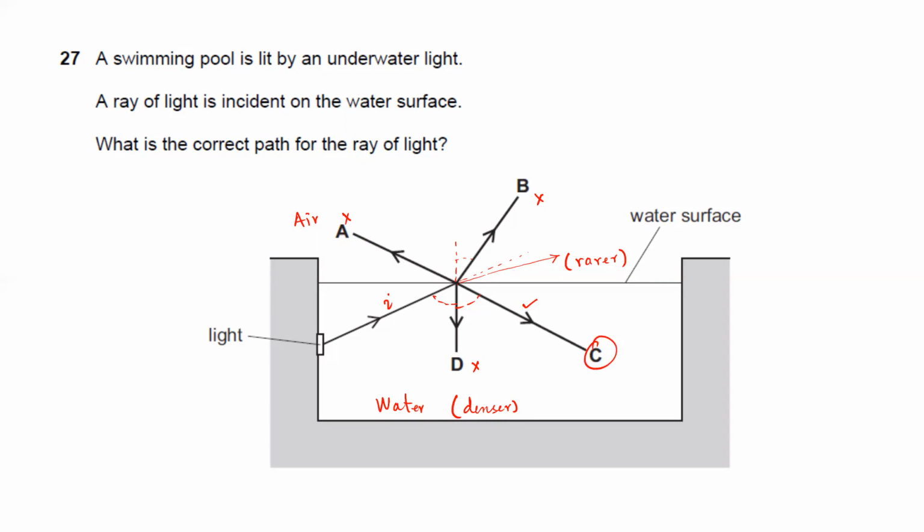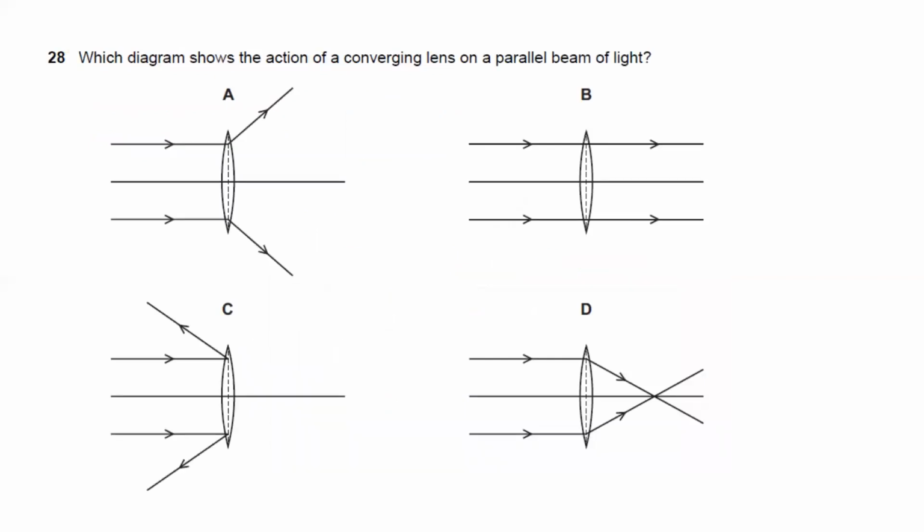Then question number 28, which diagram shows the action of a converging lens on a parallel beam of light? A converging lens basically focuses a parallel beam of light to its focal point on the other side of the lens. So this is diverging the beams, no. This is allowing the beams to pass straight through, no. This is reflecting the beams backwards, no. Part D is focusing the beam at a point, and we can say that this is the focal length of this lens, and answer D is the right answer we have.